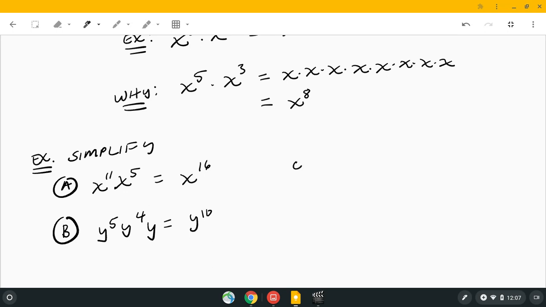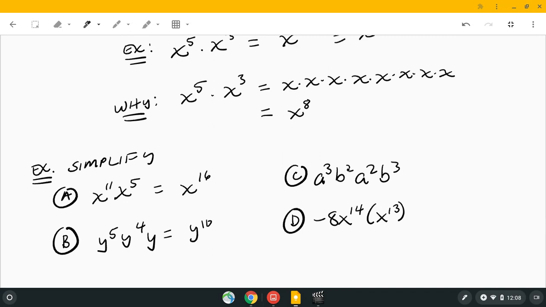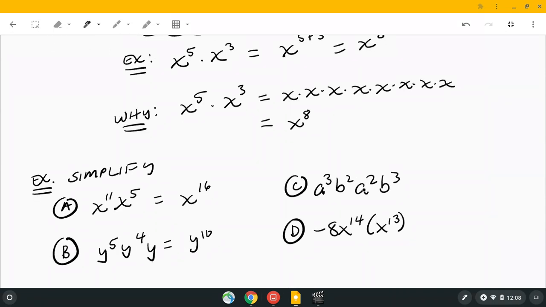Okay, what about these two? Suppose I have a cubed, b squared, a squared, b cubed, and suppose that I have this as well. Okay, so let's do this one first. Remember, you can use this rule up here only with bases that match. Over here, I can use it with the a's, so here I get a to the 5th. And then I can also use it for the b's, and so here I also get b to the 5th.